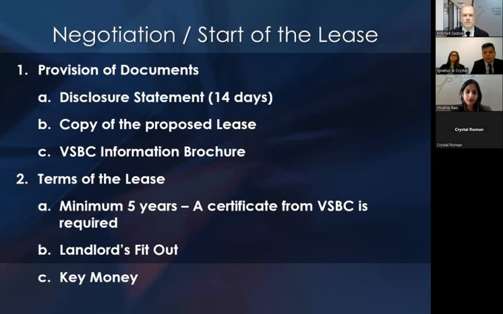Next is the provision for the landlord's fit-out period, which applies if the landlord has an obligation under the lease to provide some or all of the fit-out before the tenant enters into possession of the premises.